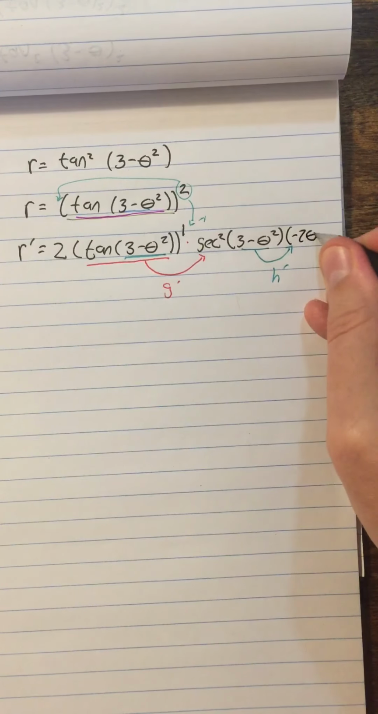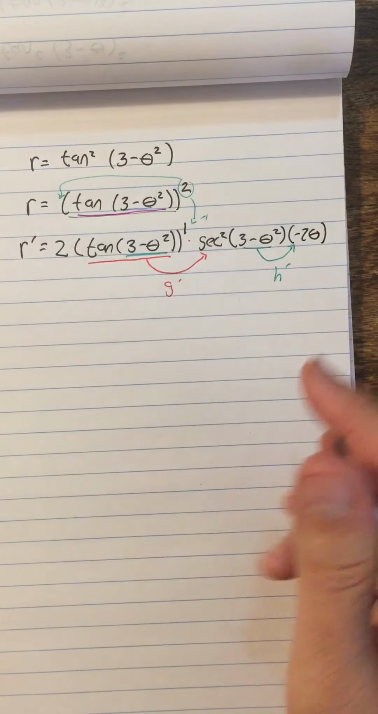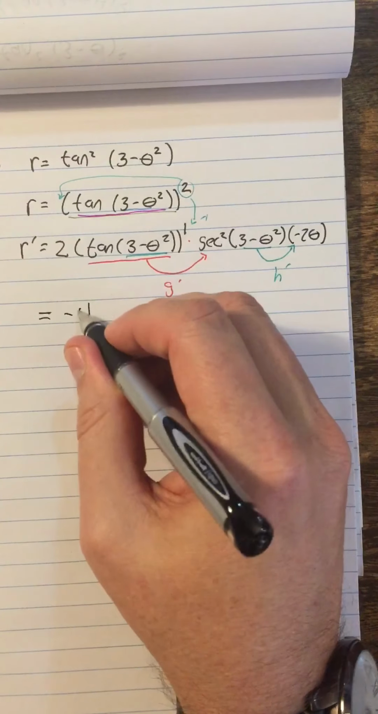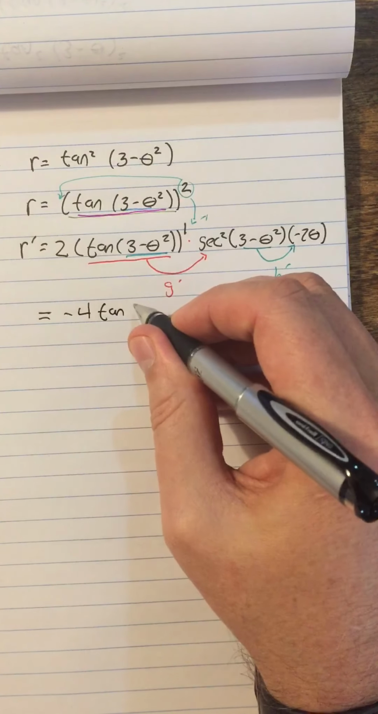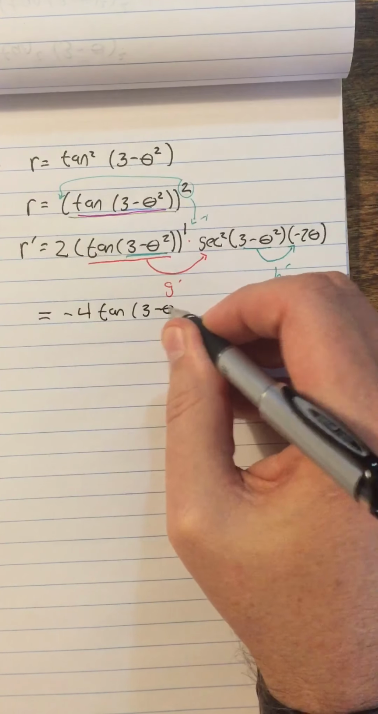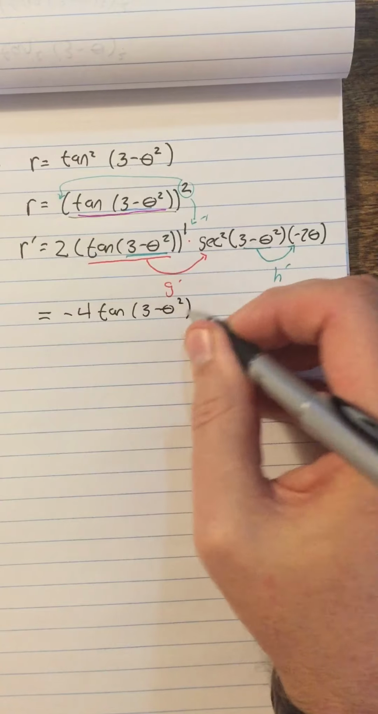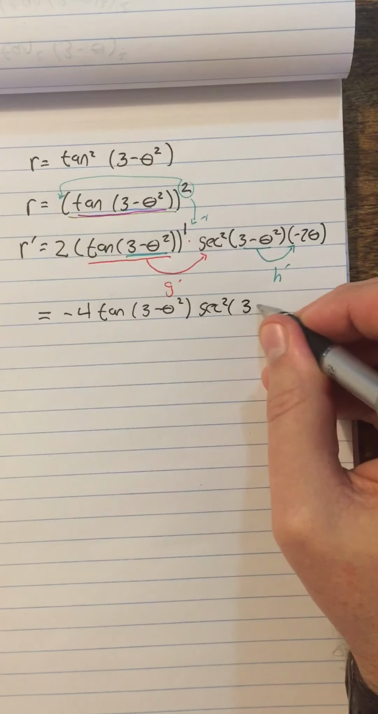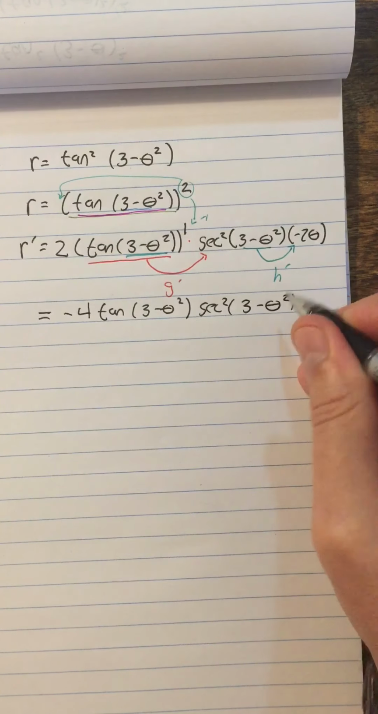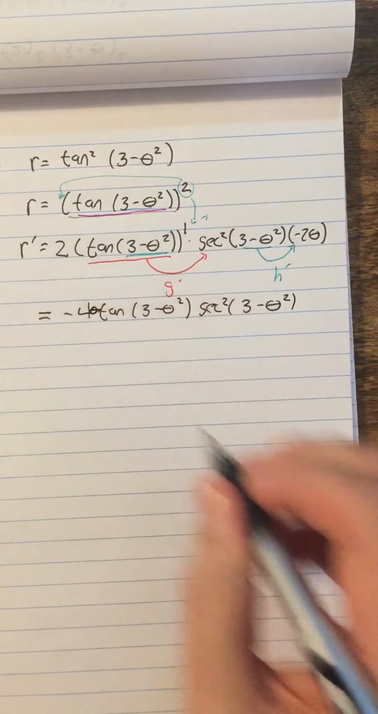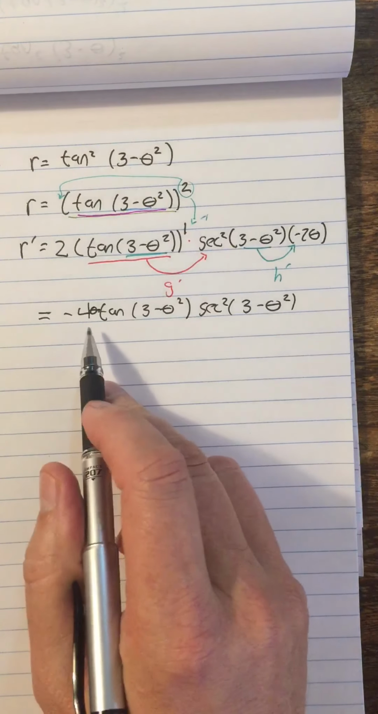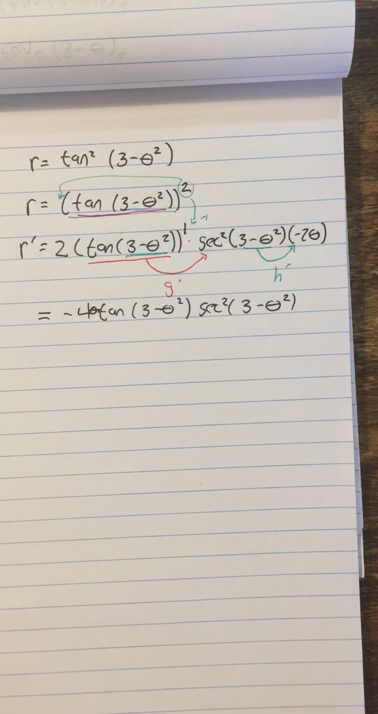It's negative 2 theta. I could probably just leave that there, but it would be nice to at least combine the negative 2 and the 2 and have negative 4 tangent of 3 minus theta squared, dropping the unnecessary power of 1, times secant squared of 3 minus theta squared. And I guess I would put the theta in the front, squeeze it in there, negative 4 theta. Yeah, that'd be nice. All right, so there you go. I'm sorry I squinched that, but that's how it goes. That's number 10.